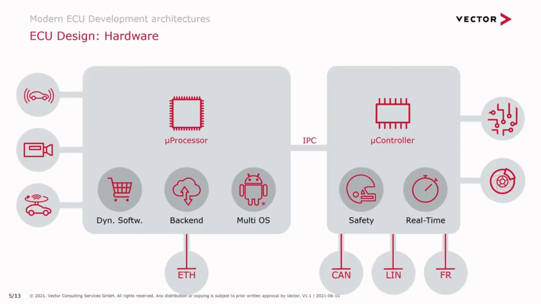An additional portion, which is also quite important, is the interprocessor communication. Depending on whether we have the microprocessor and the microcontroller portion in one device, such as a system on chip, or two separate devices, the technology implementing the IPC might also differ. Examples are shared memory or PCI Express. What is important in this case, also for the vehicle bus communication, is that the IPC needs to be reliable and safe.